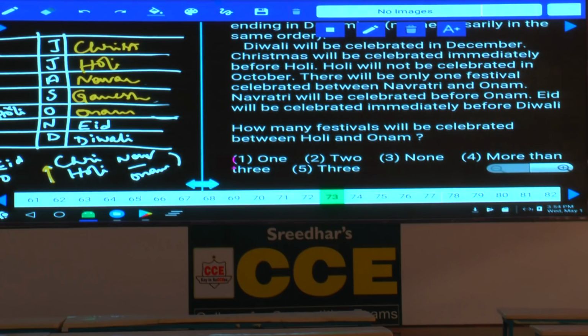Then question number 73, how many festivals will be celebrated between Holi and Onam? Between Holi and Onam, there are exactly 2 festivals, Navratri and Ganesh Chaturthi, that is 2, which is given in choice 2.